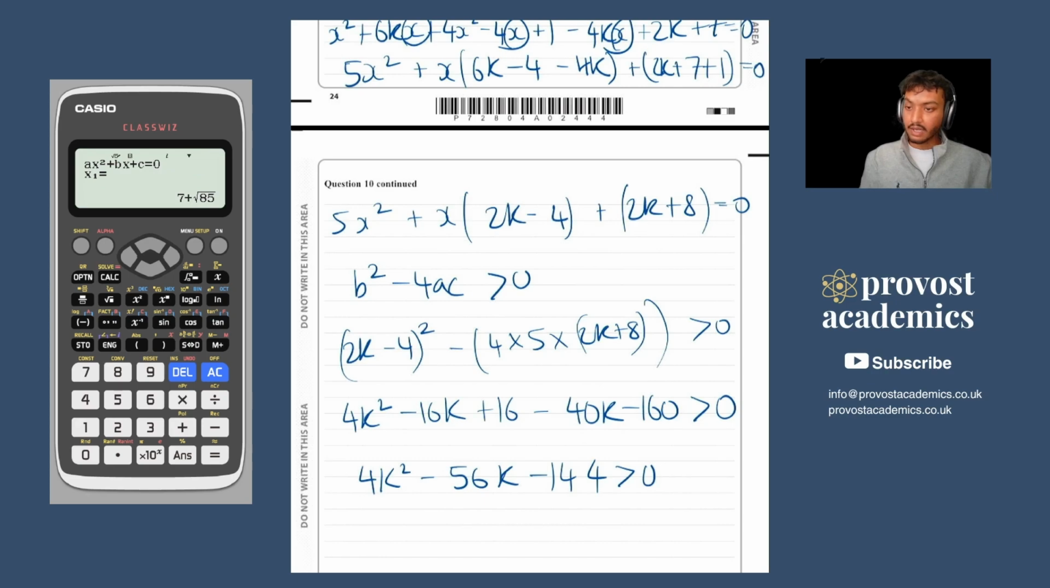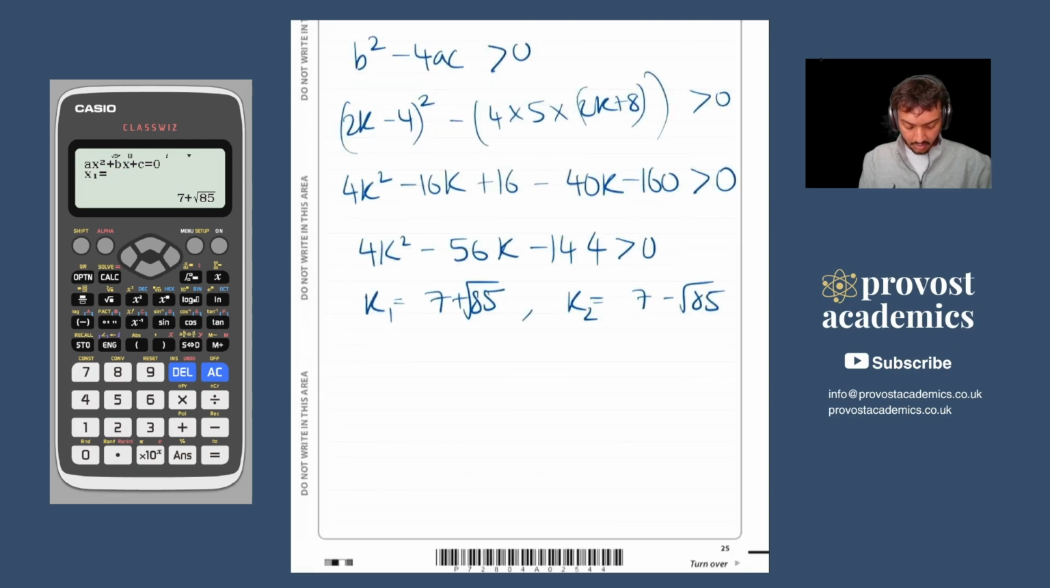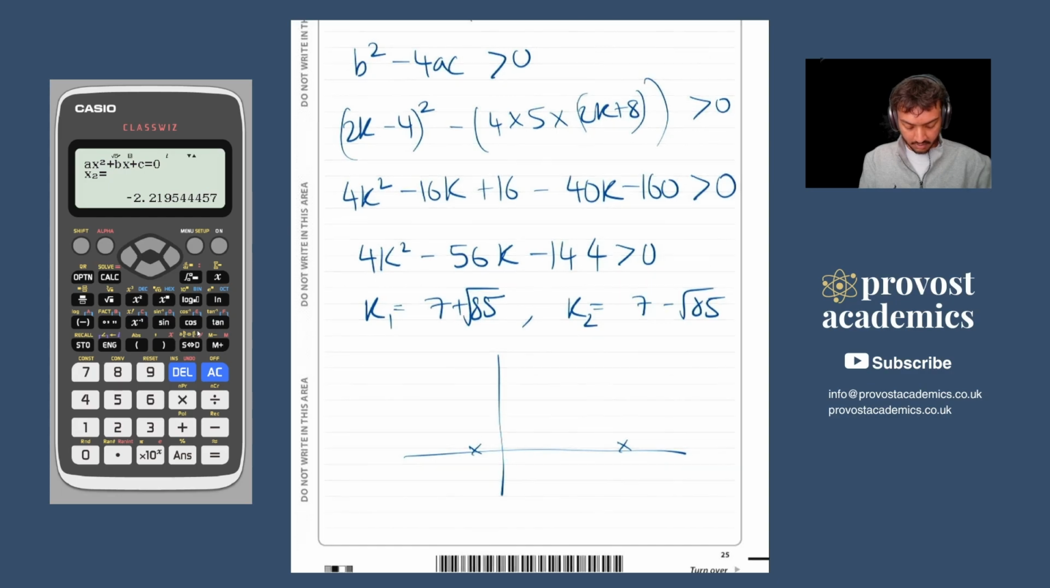Okay, so we end up getting two solutions for k. k1 is equal to 7 plus root 85, and k2 is equal to 7 minus root 85. Okay, so if I do a little sketch of my solutions, I'm guessing this is positive and that one's negative. So I have a negative, positive, missed that completely. So this is my 7 minus root 85, and this is my 7 plus root 85.